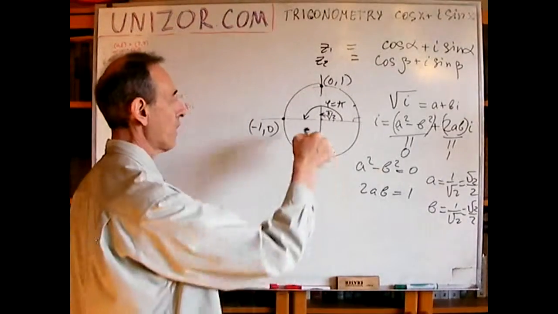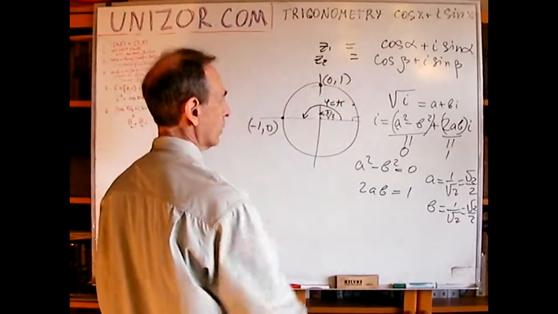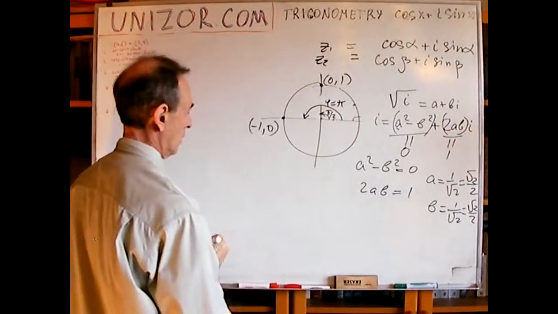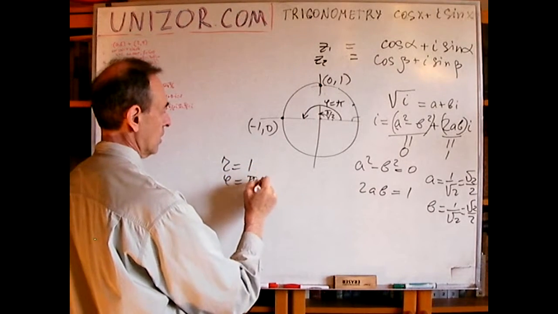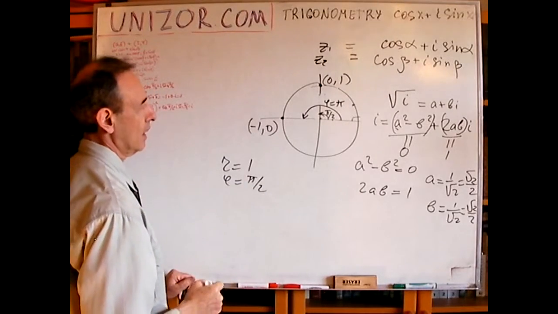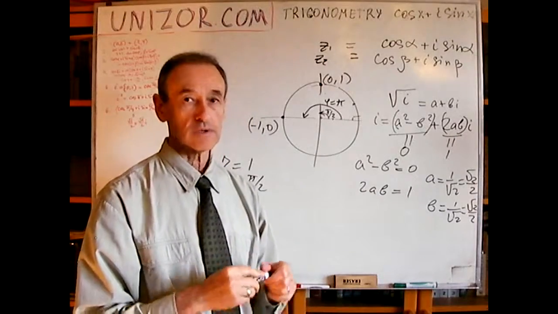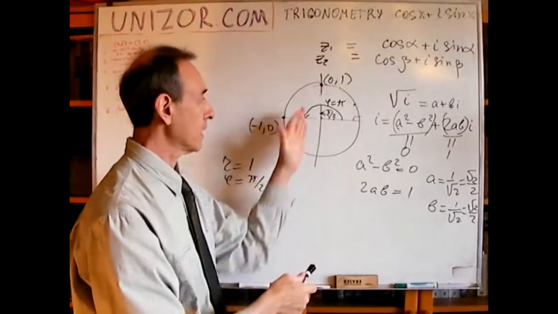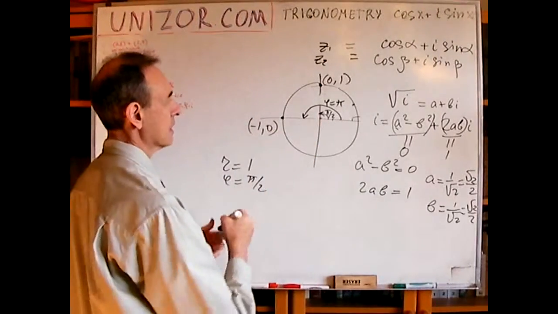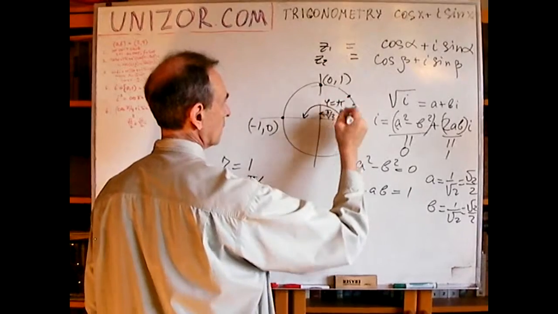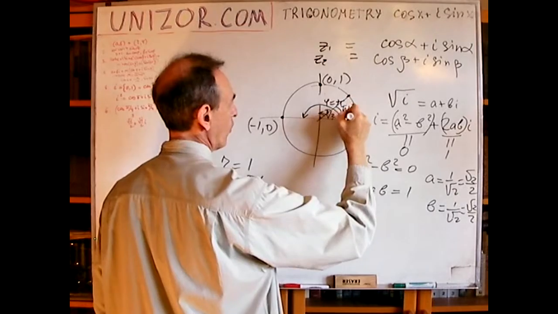Now, let's go back to my trigonometric thing. Let me start with I, which is this point, which has r equals 1 and phi equals pi over 2. And let's extract the square root of it using the rule I was just talking about, by dividing the angle in half, right? So dividing the angle in half means that the new angle would be pi over 4.